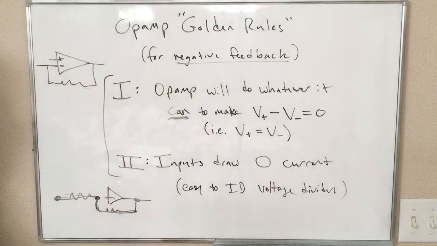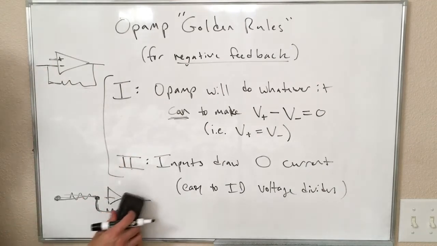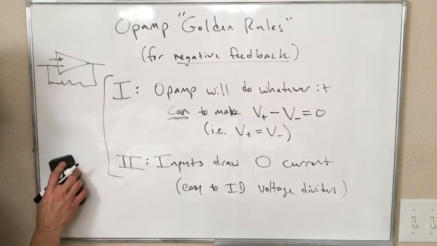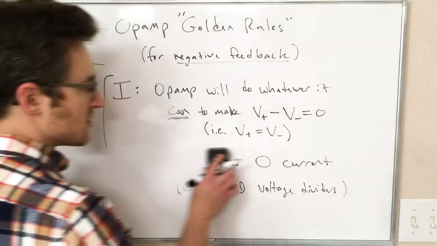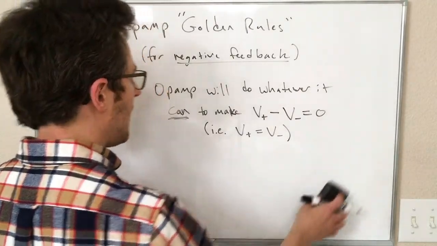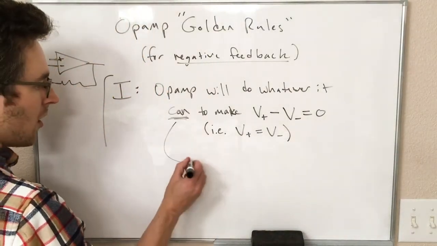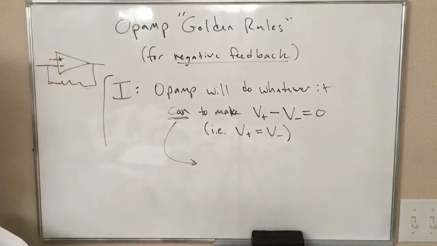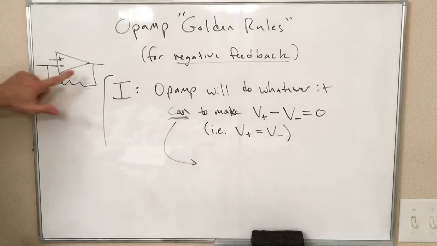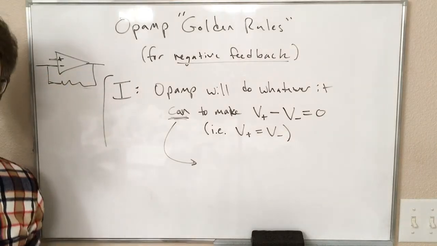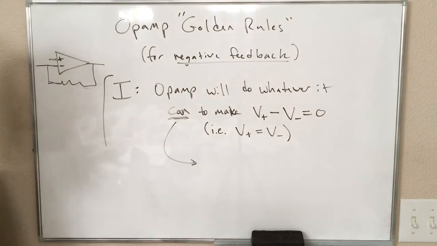All right, now let's go back to the first rule. The op-amp will do whatever it can to make the difference between the two inputs equal to 0. Now, can is kind of the important word here. Our op-amp is limited in its capabilities. An ideal op-amp can make its output supply as much current as needed, or be at any voltage. In real life, we're limited by the power supplied to our op-amps.